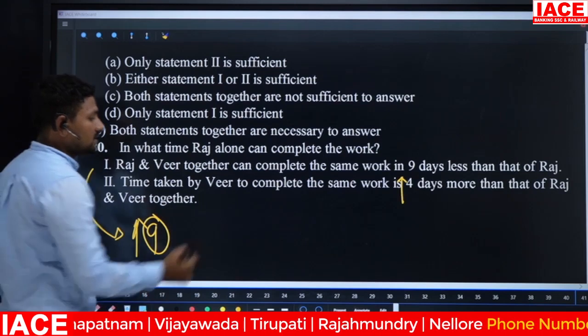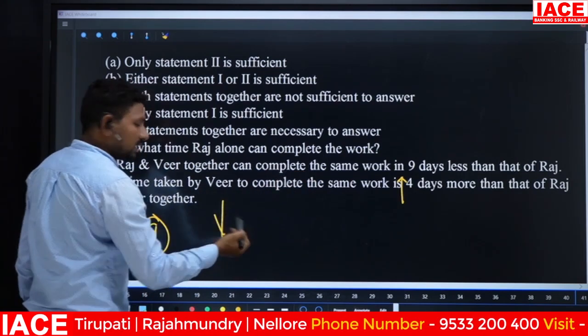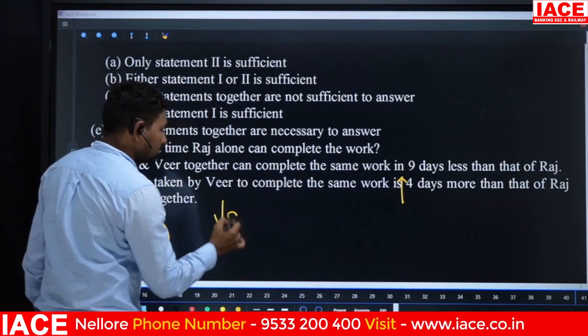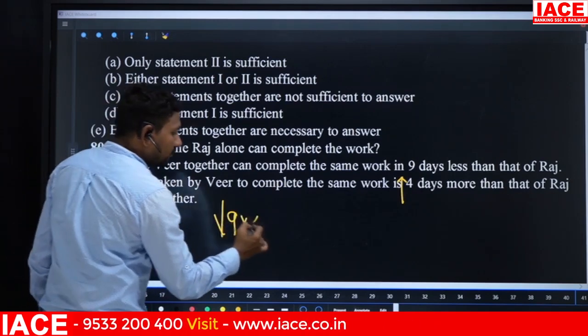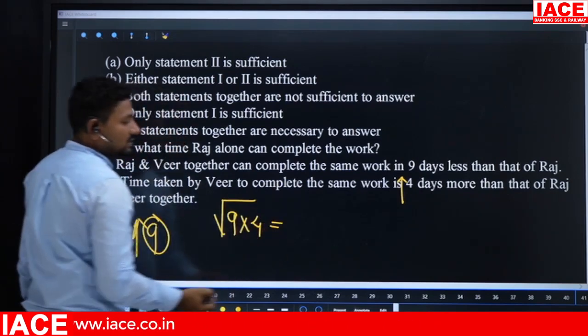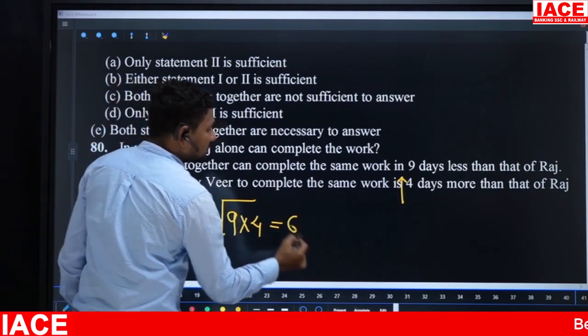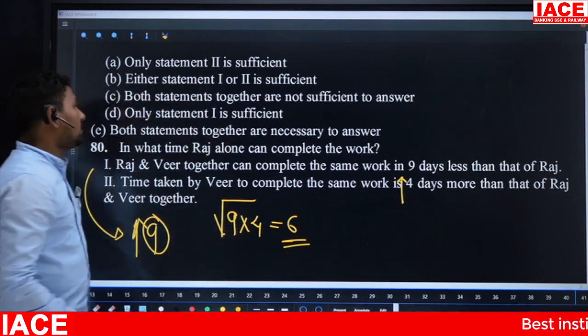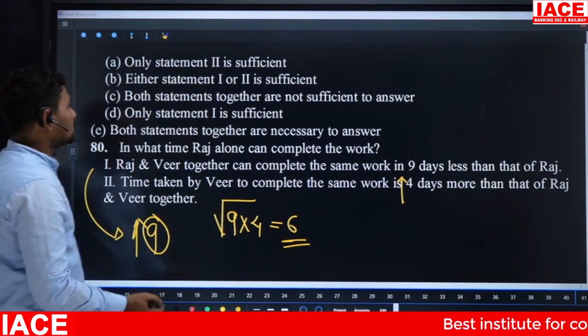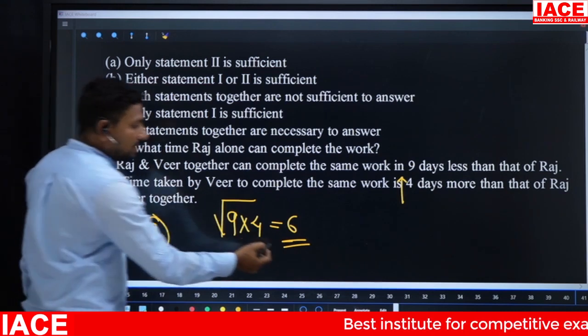The formula is root of the first more value times the second more value, both multiplied. First more value is 9, second more value is 4, and 9 times 4 is 36. Root of 36 is 6. That means both together can complete the work in 6 days.